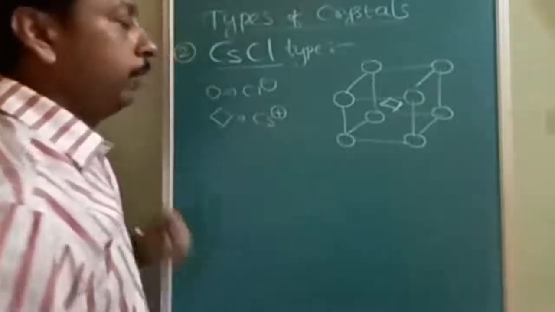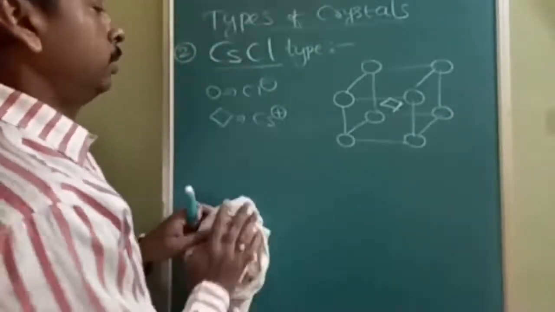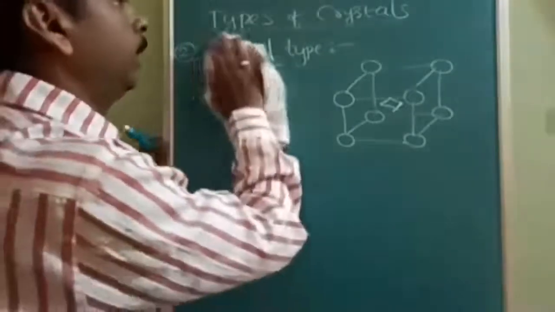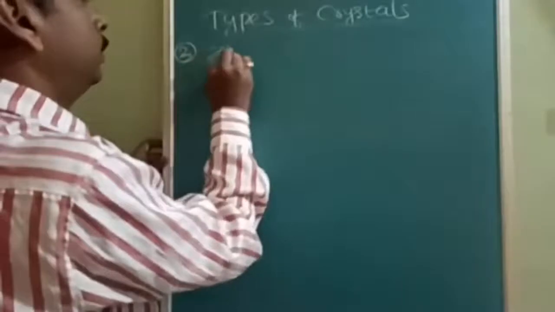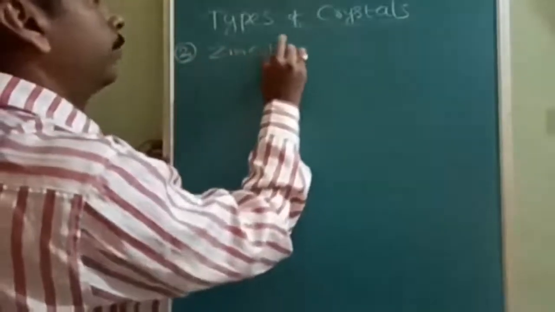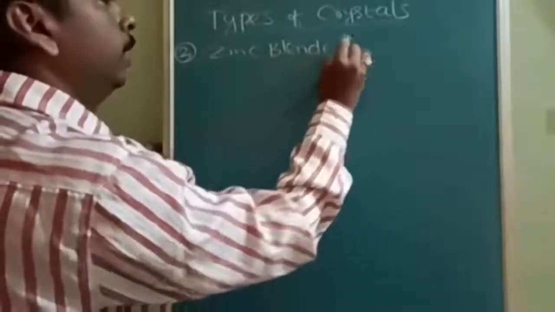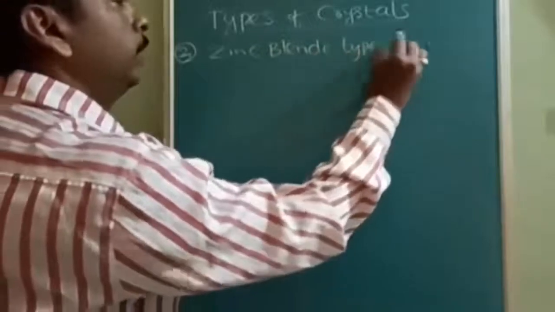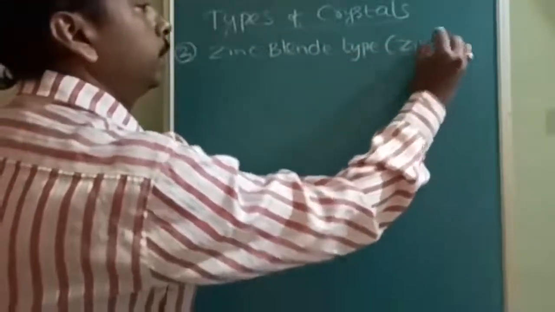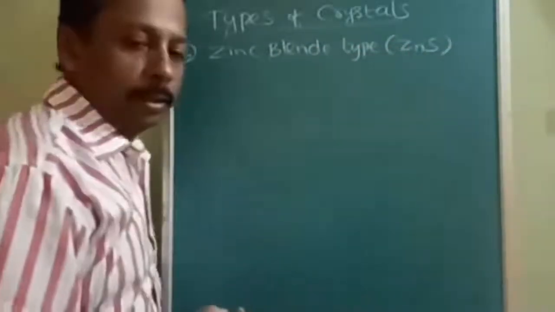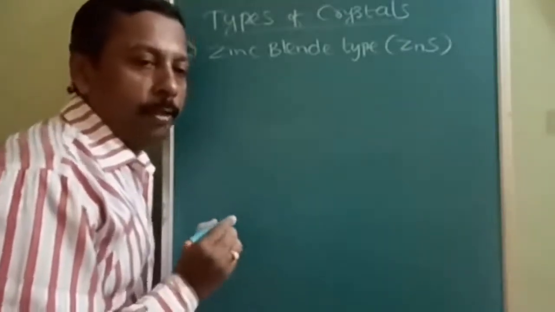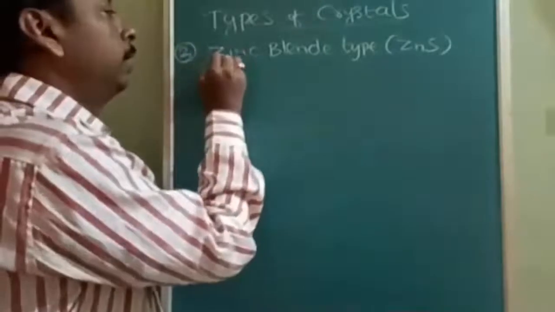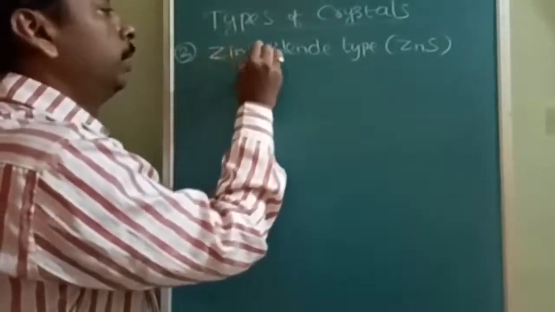Now, shall we go for the next topic? The third topic is zinc blende. What is the next topic? Zinc blende. Third topic is zinc blende type. Zinc blende type is ZnS. What is the formula? ZnS. There will be a small difficulty, but you can understand and overcome the difficulty.